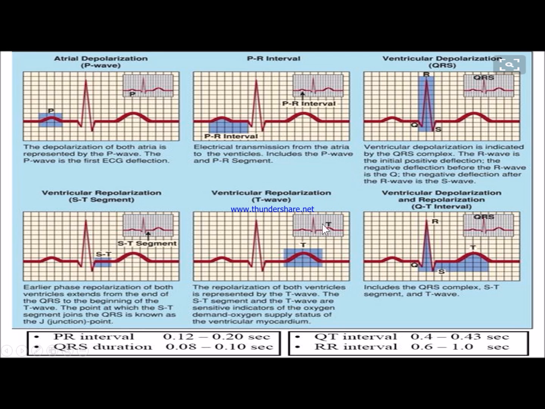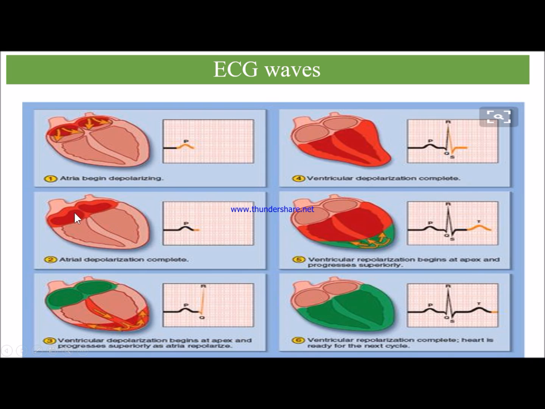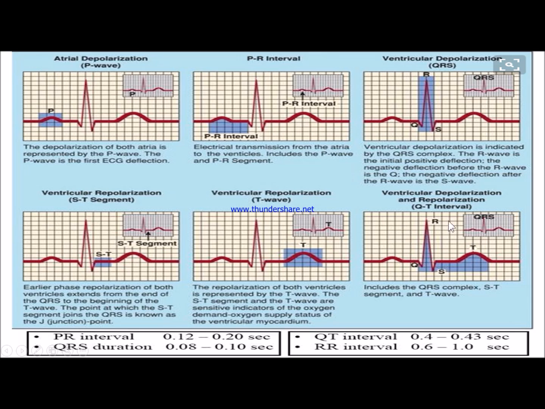Let's go to the previous slide. When ventricular depolarization starts and ventricular repolarization occurs, it is always denoted by the QT interval. If there is any abnormality, the QT interval gets shortened, and it is helpful for the diagnosis of drug toxicity or hypokalemia, hyperkalemia. The QT interval is 0.4 to 0.43 second.